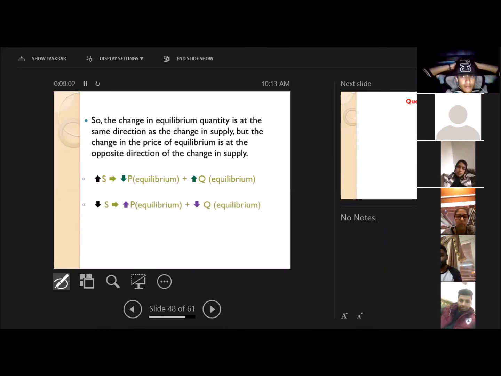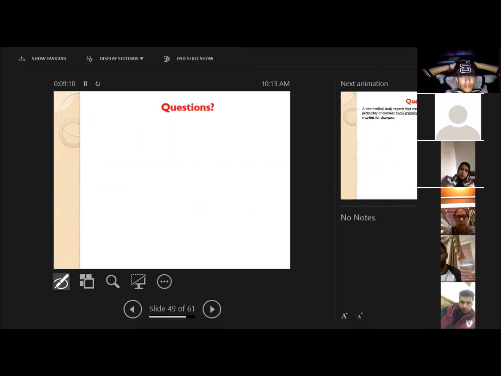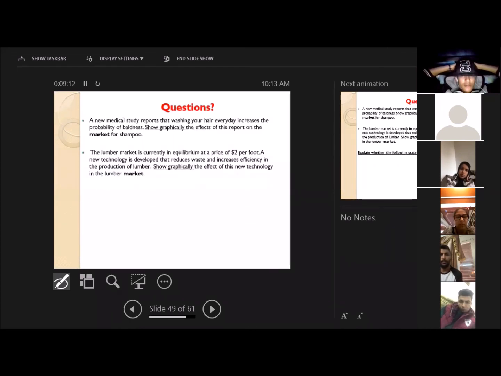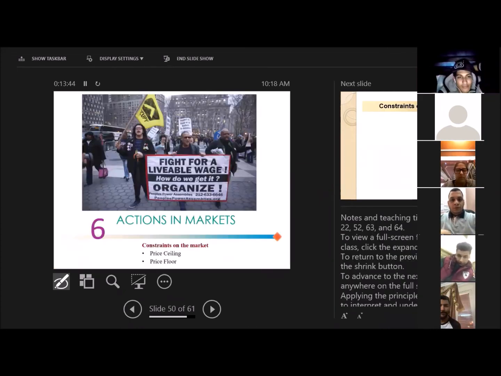So this is a summary at the end when the supply increases or decreases. That's it for today. Next lecture, inshallah, we will continue with the actions in the market, or when there is an intervention of government.